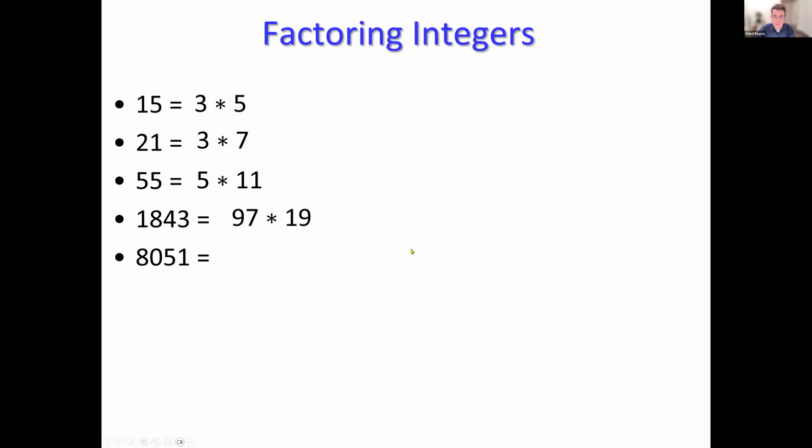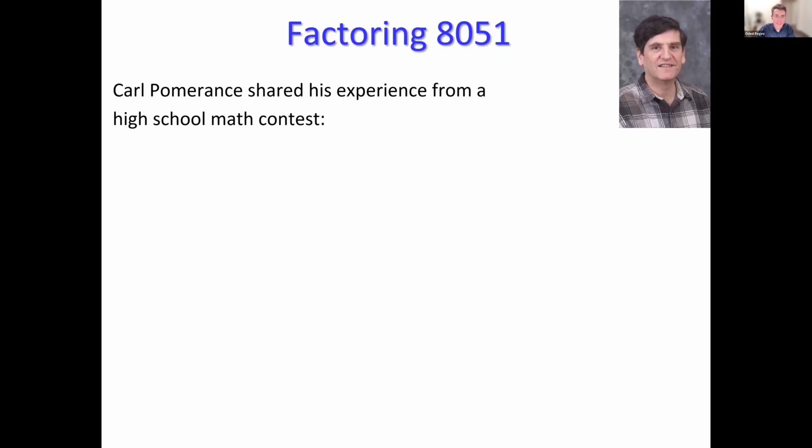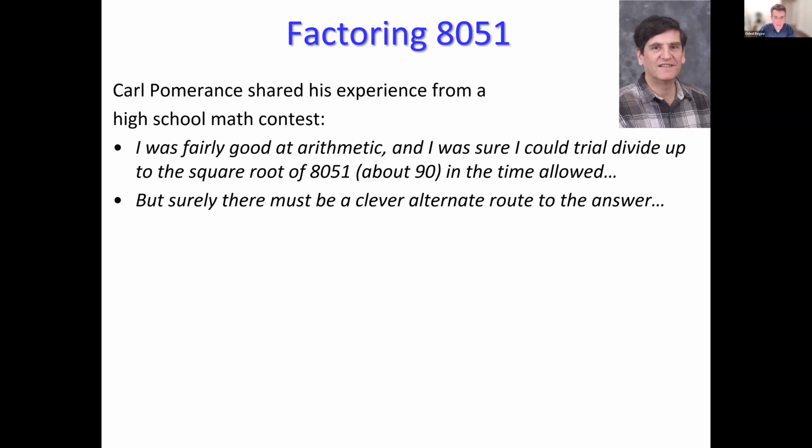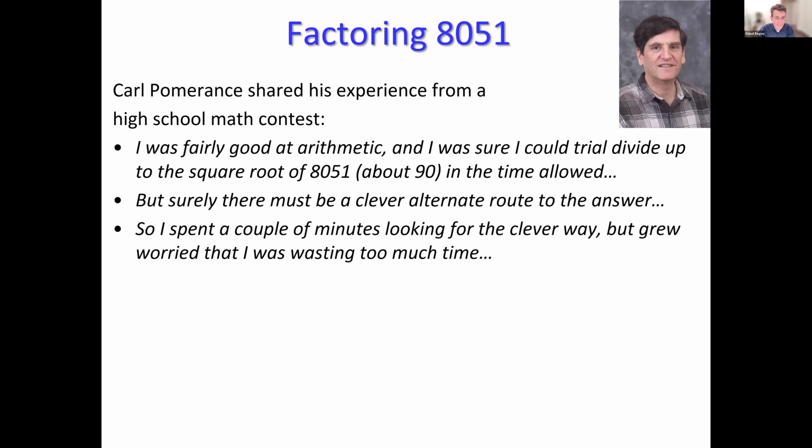It's not as easy to factorize. And actually, there's a nice story that Carl Pomerance shared, his experience from a high school math contest. He was asked to factorize 8051. He was sure he could just try to divide. You only have to go up to the square root, so it's up to about 90. And he was sure he could do it. But he thought, let's try to be clever, because surely there's a better way of doing it. So he spent a couple of minutes trying to find this clever way, but then got worried that he was wasting too much time. And indeed, he had wasted too much time, and he missed the problem.